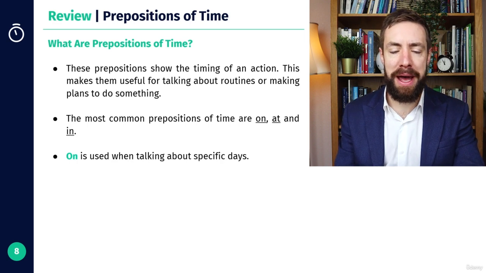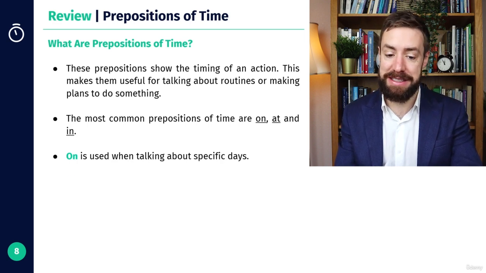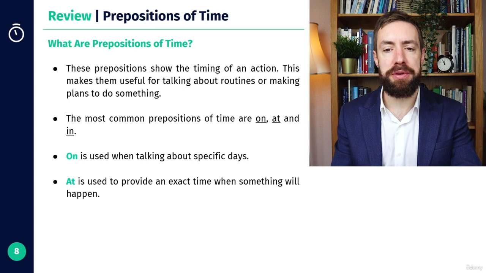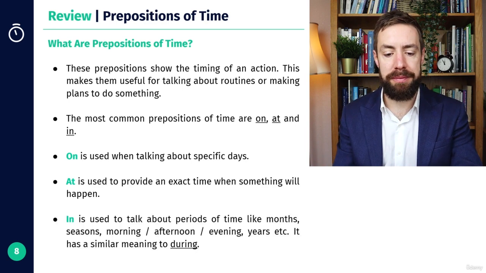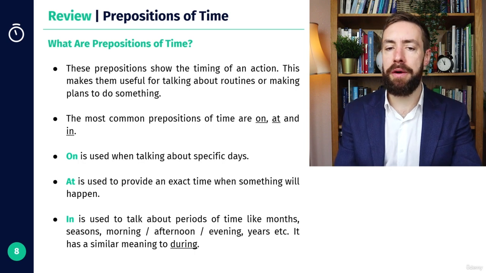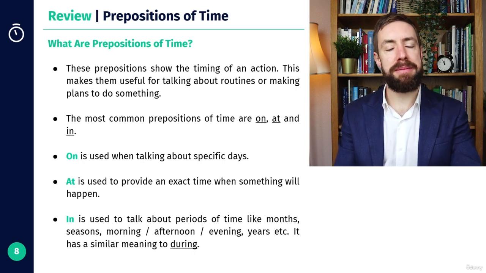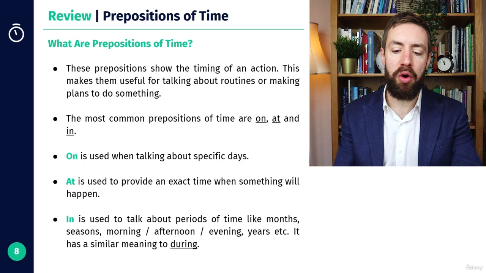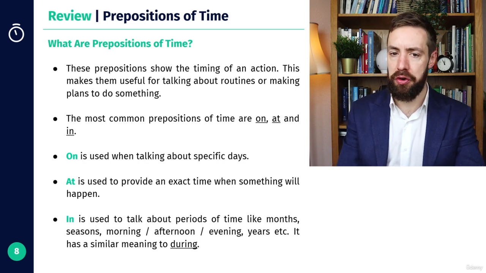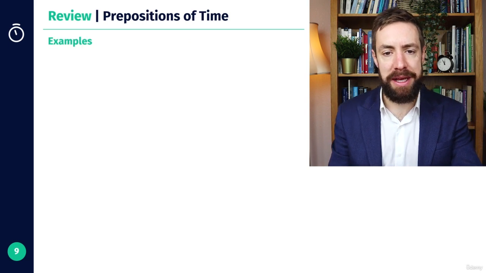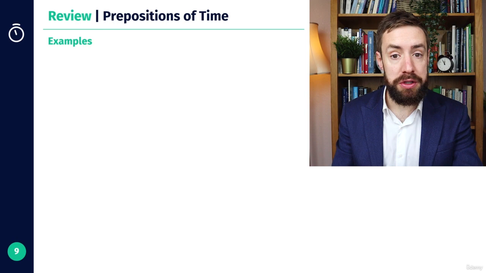On is used about specific days. At is used to provide an exact time when something will happen. And in is used for periods of time, like months or seasons or morning, afternoon, evening. And it has a similar meaning to during. And we can take a look at some examples. And once again, you can take these examples and study them yourself.